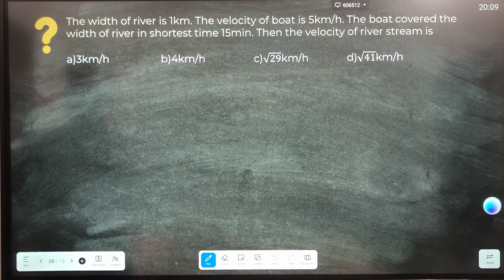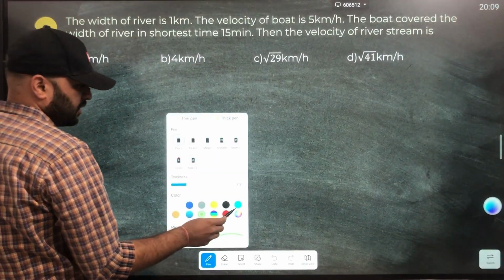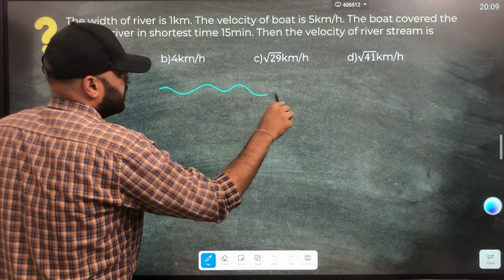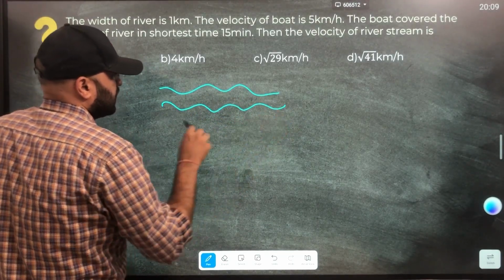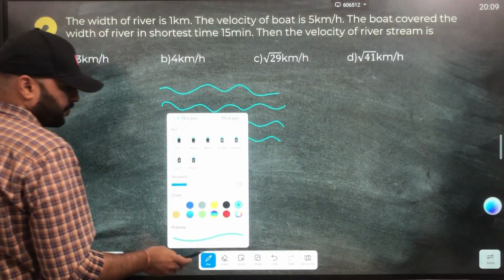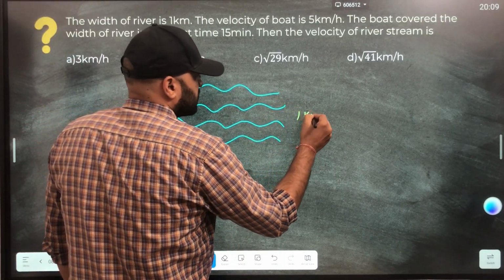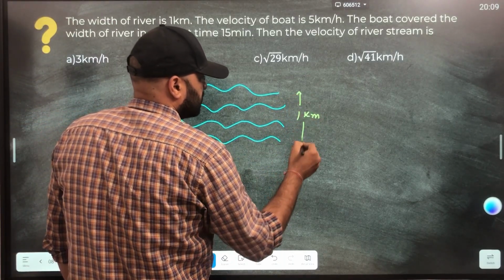Great. We have another problem from river boat problem. The width of the river. So let's say the river is this one. Let me draw it for you. This is our river over here. And the width of this river is 1 kilometer.